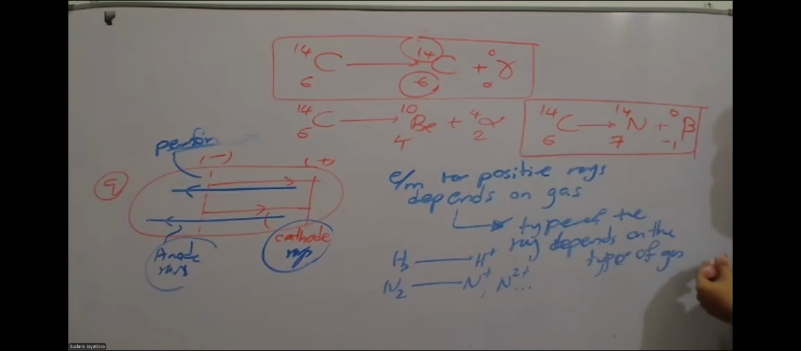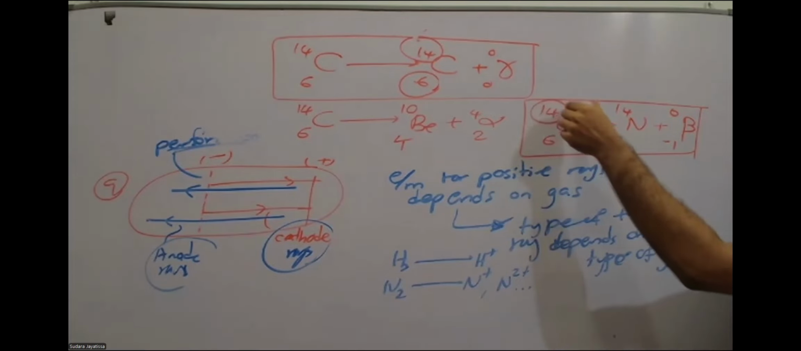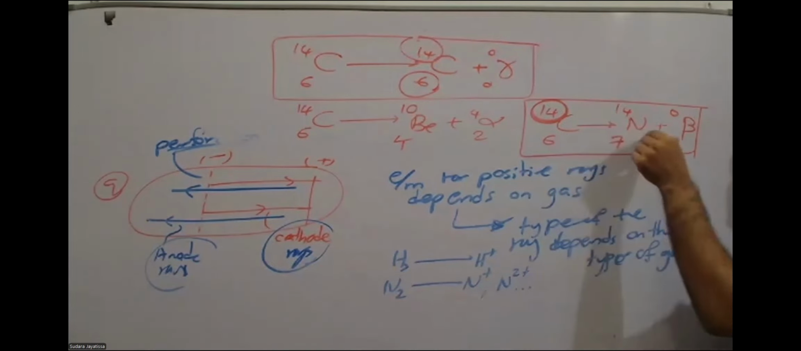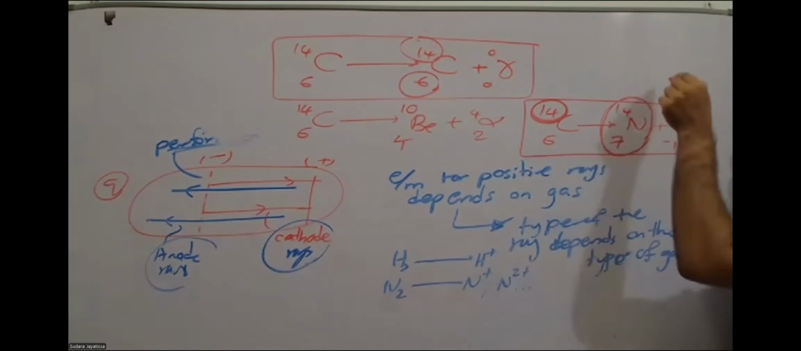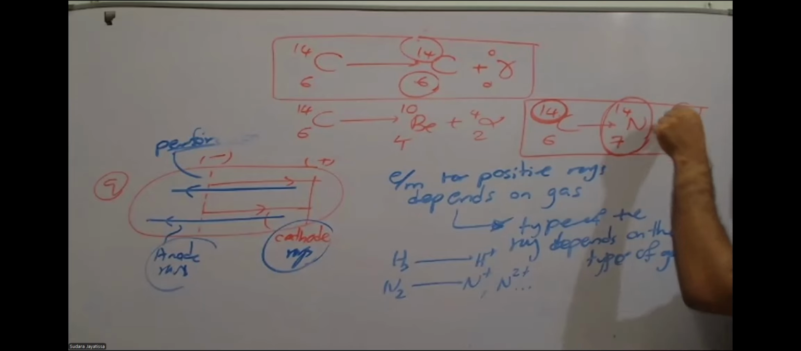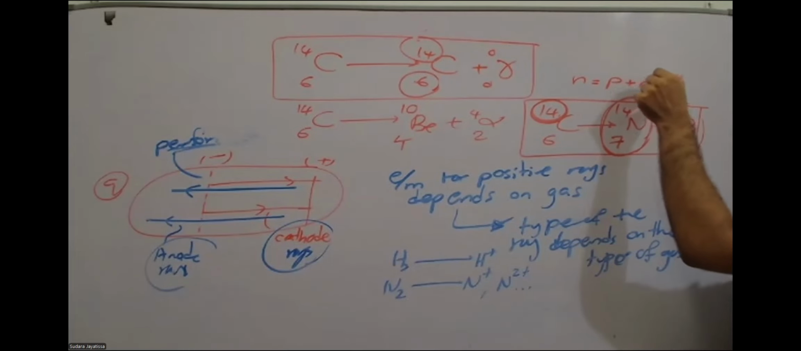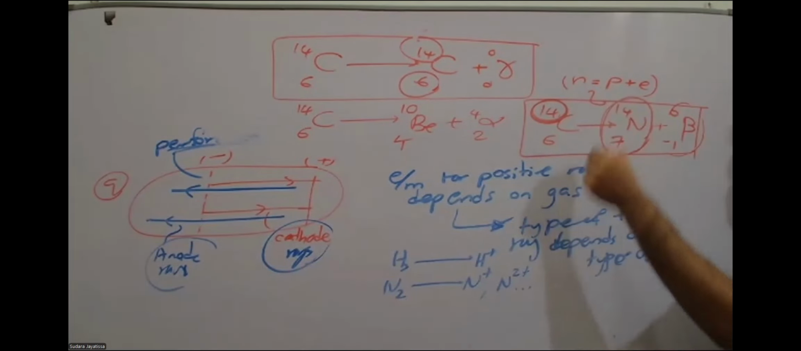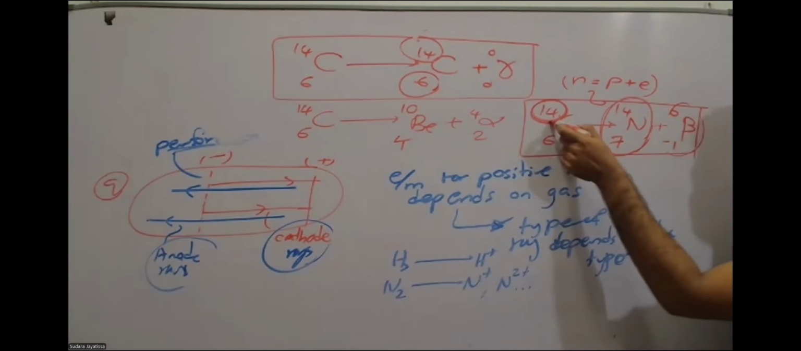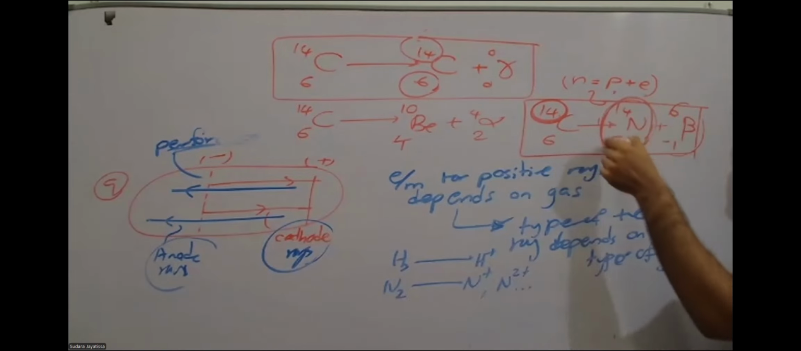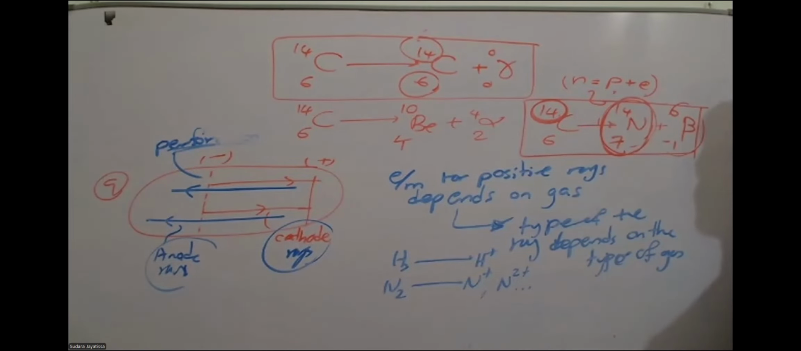I explained this one about beta emission in the class. Check your notes. A neutron in the nucleus converted to a proton and an electron. The proton stays with the atom, increasing the proton number, and the electron is emitted as the beta particle. So neutron equals proton plus electron. That concept is applied here. One of the neutrons in the nucleus converted to a proton and an electron. The proton stays in the nucleus and the electron is removed as a beta particle. That's the explanation.